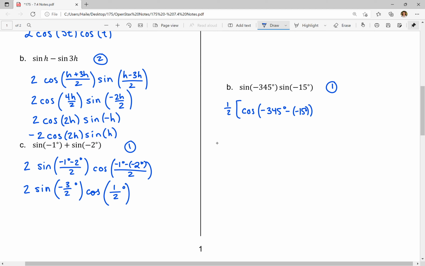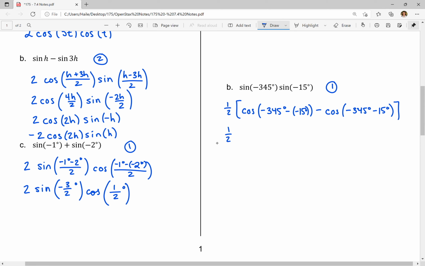And then I'm going to subtract from that the cosine of the sum of the angles. So when we sum the two negatives, we're going to get negative 345 degrees minus 15 degrees. Again, with those negative signs in the angles, just be very careful as to whether your formula is telling you to add or subtract. Okay, so now all we have to do is simplify the angles inside of those cosine functions.